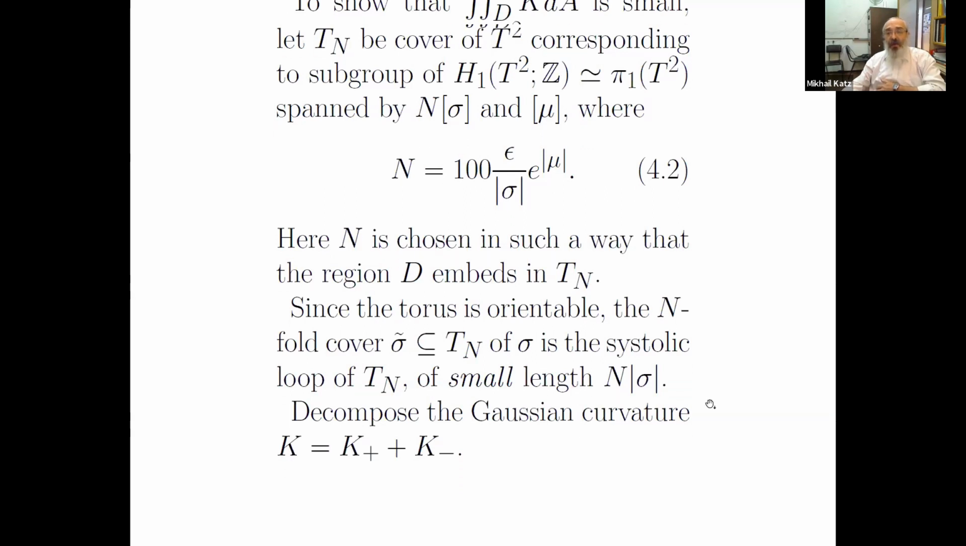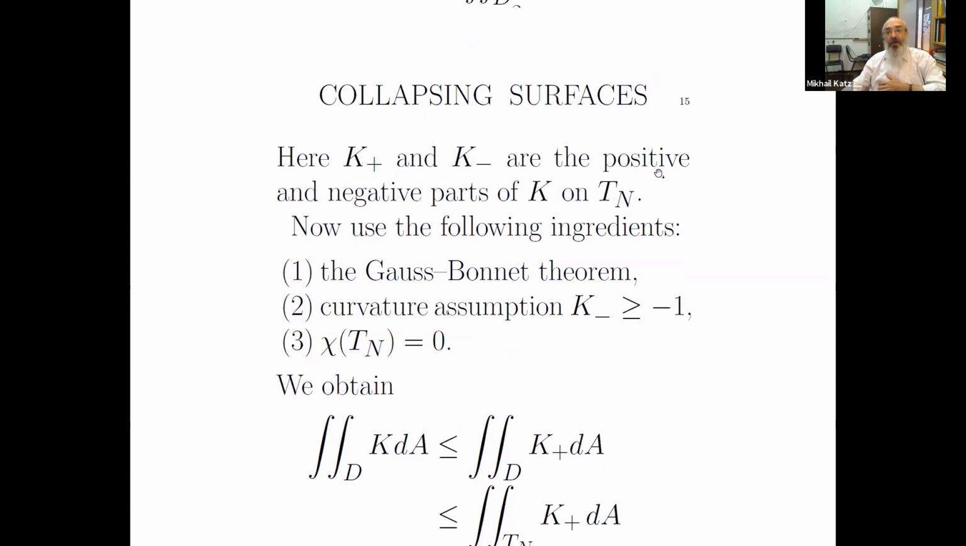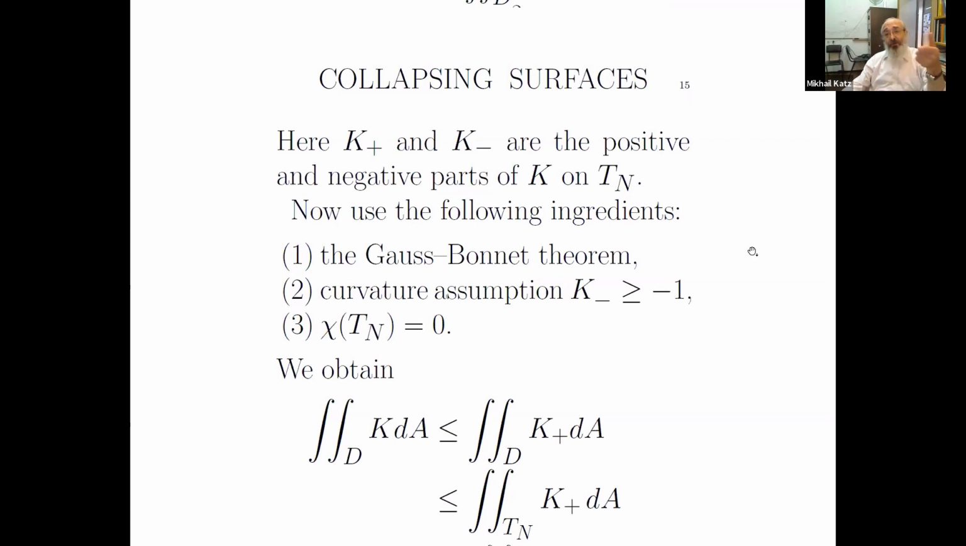So we decompose the Gaussian curvature as the sum of its positive part and its negative part on the n-fold cover of the torus. So K plus and K minus are the positive and negative parts of K on Tn, the n-fold cover of the torus. Okay, so now we're going to use these ingredients. The Gauss-Bonnet theorem, the curvature assumption, we're going to use it a second time. This calculation will also use the curvature assumption, and the fact that the torus has zero Euler characteristic.